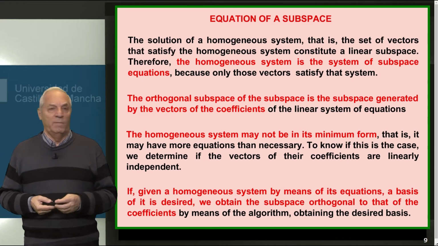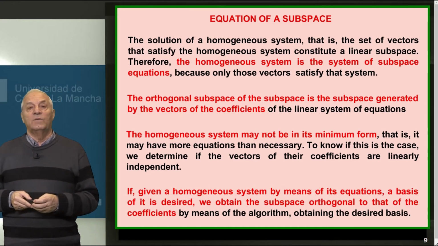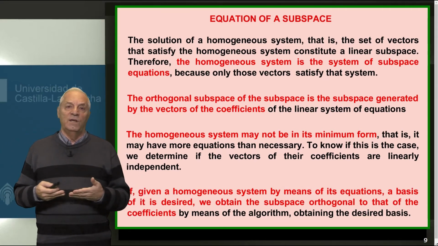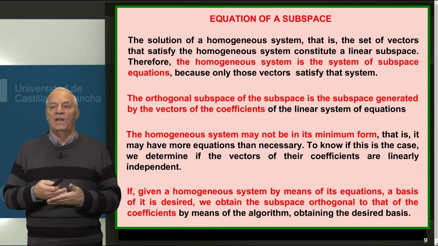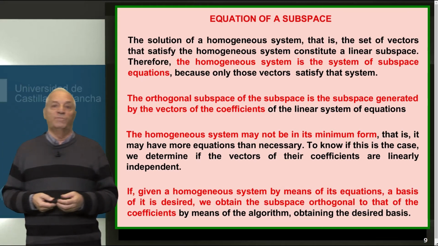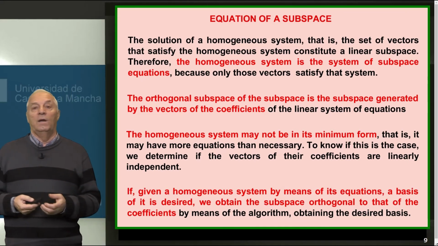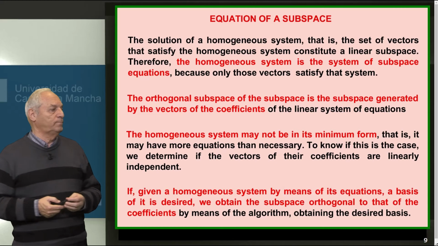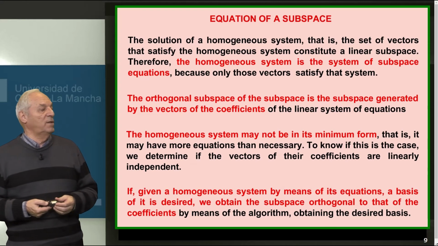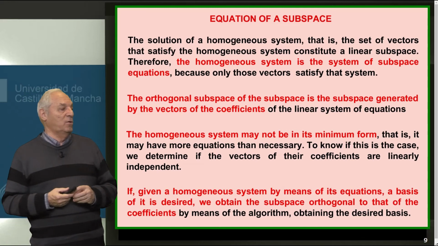It is also appropriate to indicate that the homogeneous system that they give us may not be in minimal form, that is, it can have equations such that some are linear combinations of others, which means that they are redundant, that they could be left over, and they can be eliminated. To eliminate these equations, we can use our algorithm, with the method that we described when we studied the range. We can also get it, if given a homogeneous system by its equations, you want a basis, just get the subspace orthogonal to that of the coefficients, through the algorithm, obtaining the required basis.